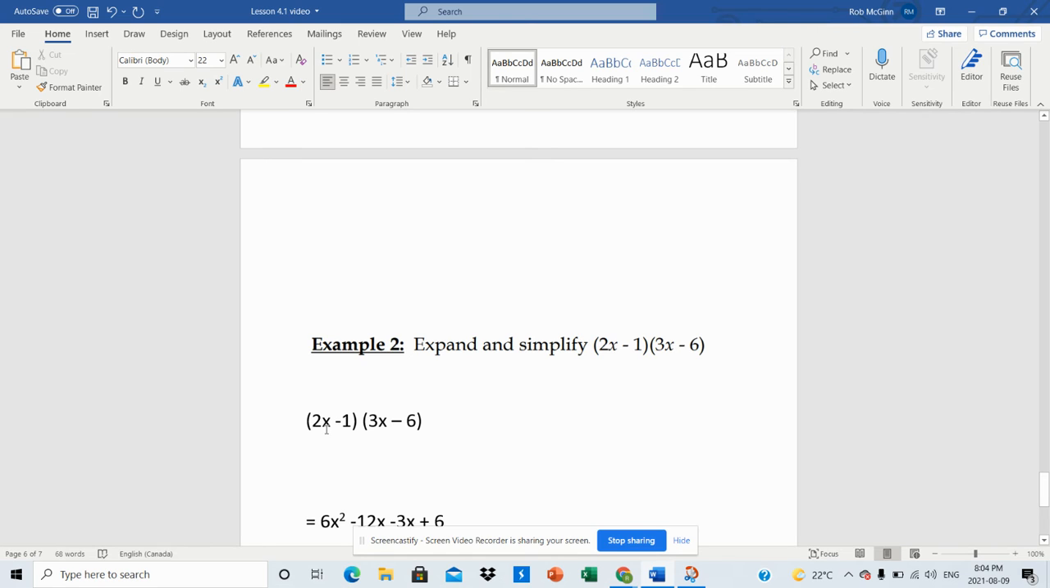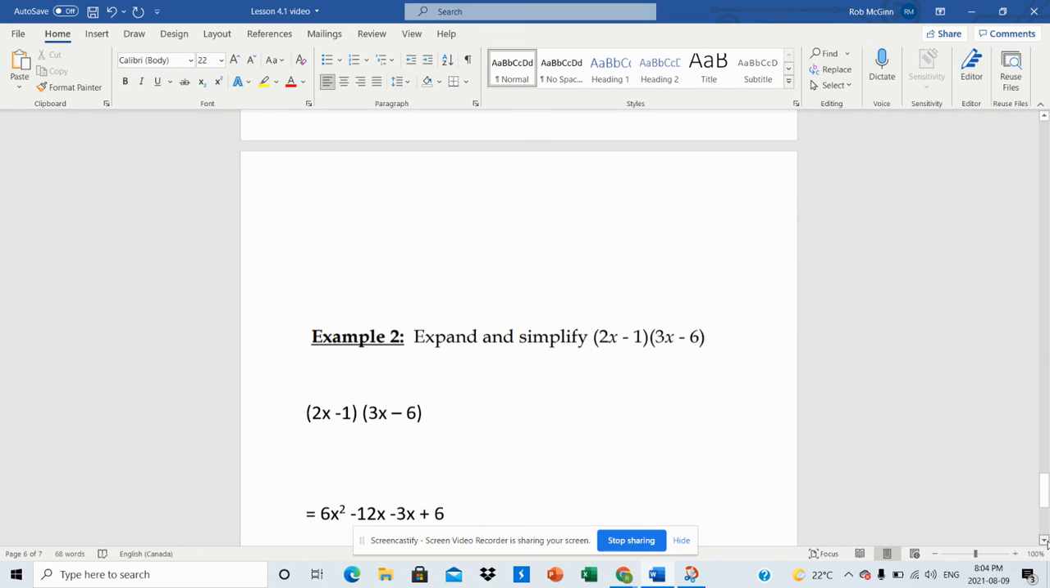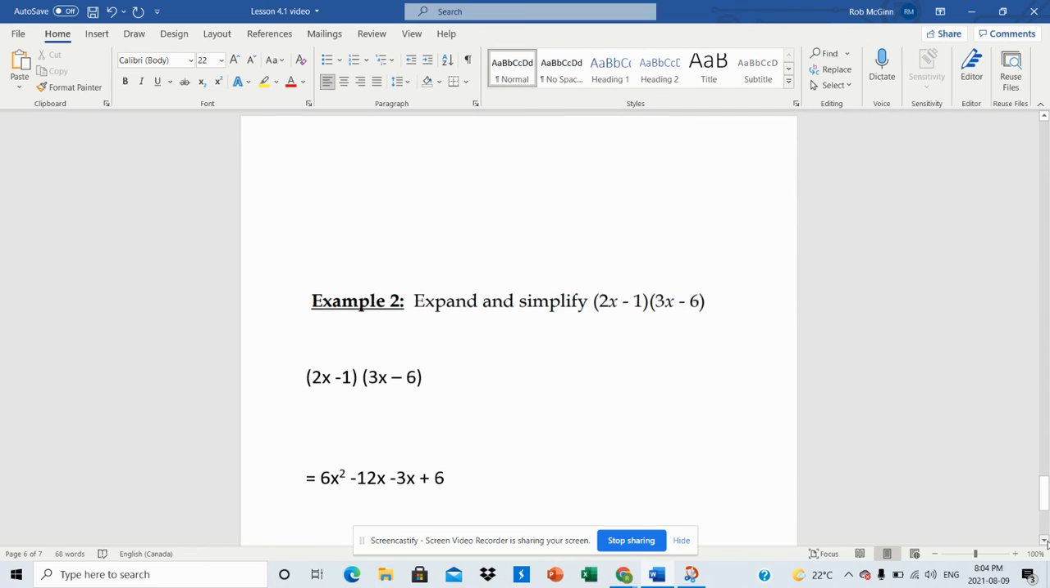Next, we do our outers. 2x times minus 6. Well, 2 times minus 6 is minus 12x. Minus 1 times 3x is minus 3x. And finally, minus 1 times minus 6 is going to be positive 6. Remember, a negative times a negative will give you a positive.